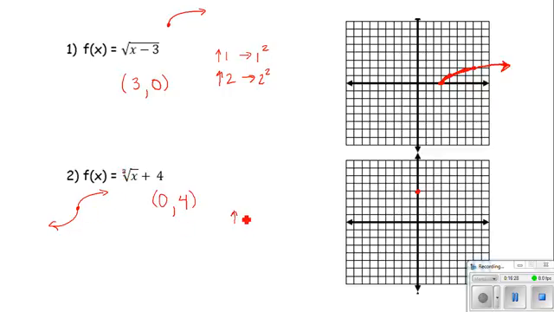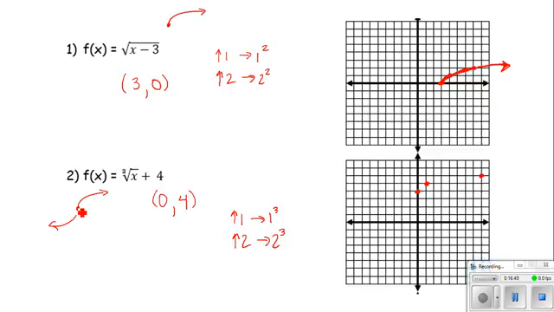So we remember that if we go up 1, we have to go over 1 cubed. If we go up 2, we have to go over 2 cubed. So up 1, over 1 cubed, which is just 1. Up 2, got to go over 8, because 2 cubed is 8. 1, 2, 3, 4, 5, 6, 7, 8.